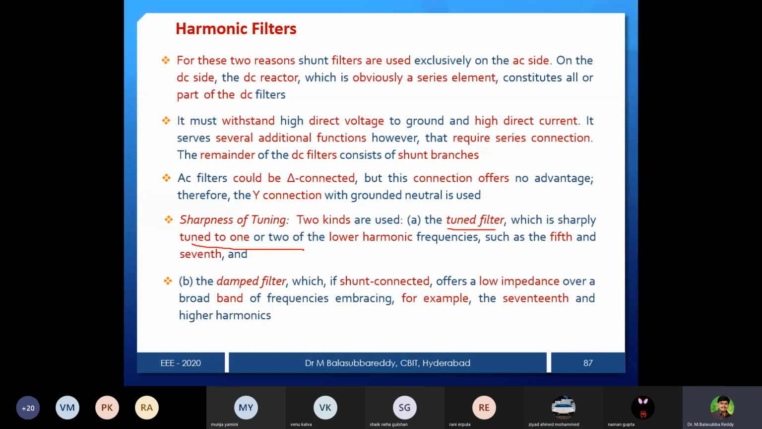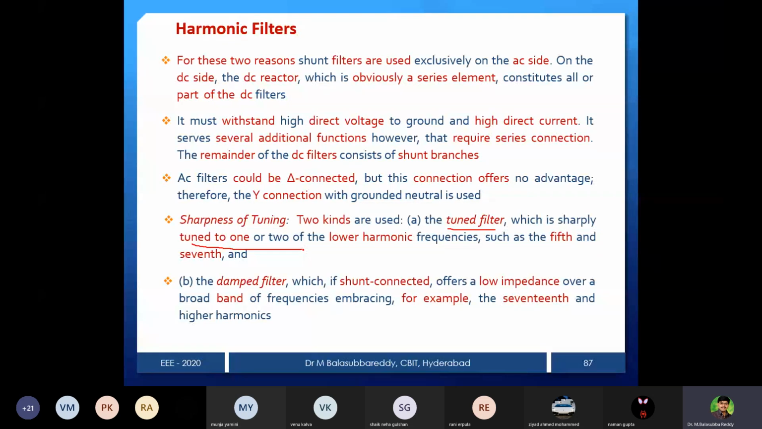Suppose I use only a single tuned filter, directly you can filter out that particular harmonic. Let it be the fifth harmonic if I consider. You design a single tuned filter to suppress the fifth order harmonic. Whereas if I want to eliminate fifth and seventh, then there are two options. Either you can use two single tuned filters to filter out fifth and seventh, or you can use a double tuned filter to filter out the two harmonics, fifth and seventh, designed in such a way.